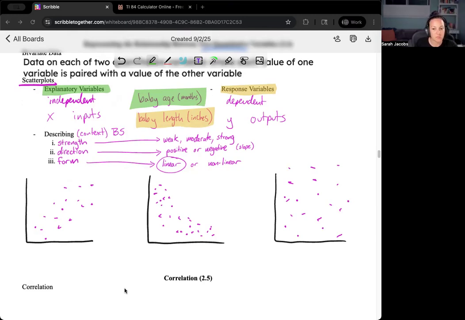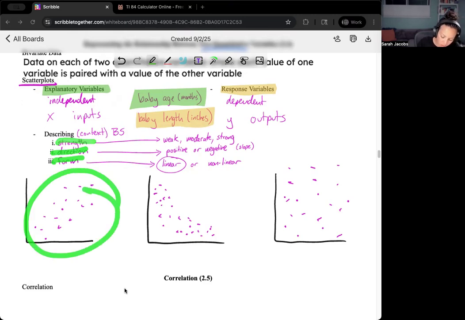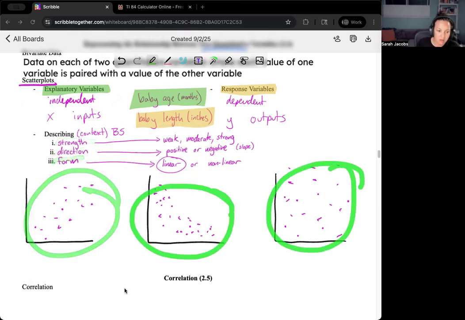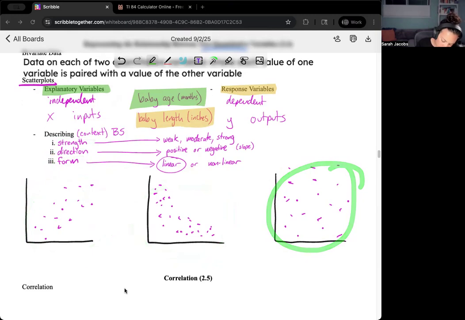Okay. So take a second, pause this video. I want you to describe the strength, direction, and form for each of these 3 scatter plots. Okay, hopefully you did that. I'm going to move forward.